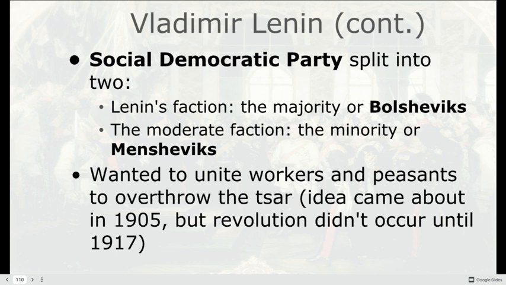Lenin led the more radical branch known as the Bolsheviks. The opposing, more moderate faction were the Mensheviks. Even though they couldn't agree whether or not violence should be used, they did both agree that the Tsar needed to be overthrown.